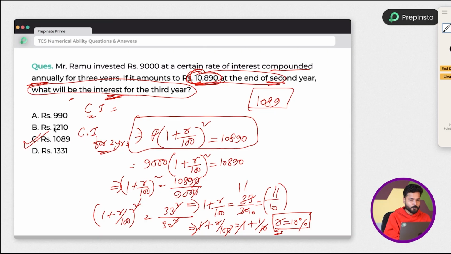See guys, there was a lot more theory that I've explained in my theory lectures, but I think time will not allow me to discuss the entire compound interest concept and theory here. But for people who have a fair idea of compound interest, they would have got this particular problem very well, right? So yeah.